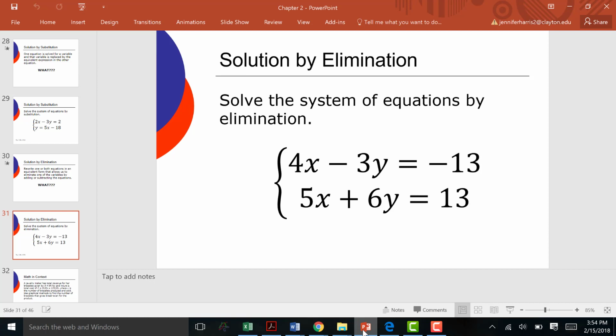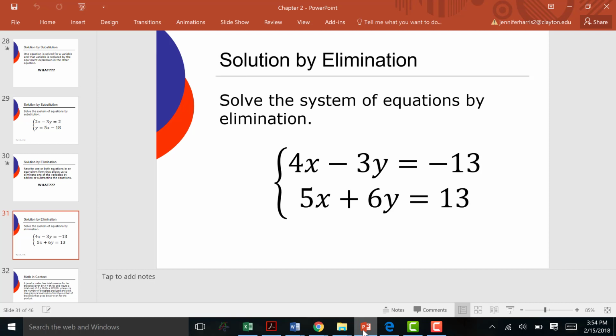Have we just eliminated something? Yes. That's our goal. We want to be able to eliminate either all the x's or all the y's. We've just eliminated all of our y's. What's left on the right side of the equal sign? Negative 26 and a positive 13. How much is that? Negative 13. Divide both sides by 13. So x is equal to negative 1.